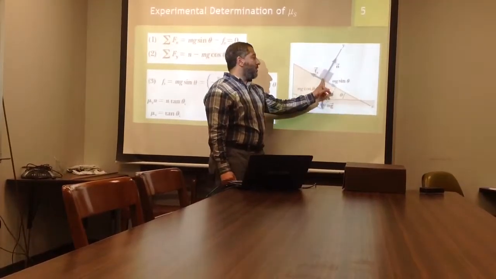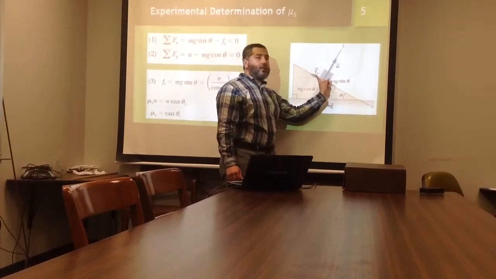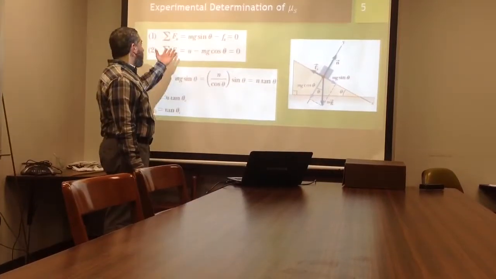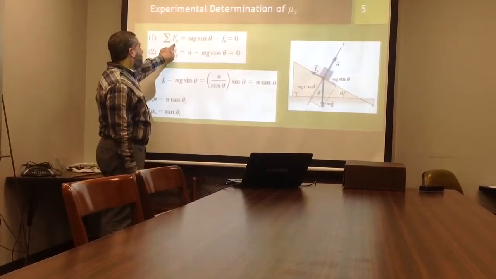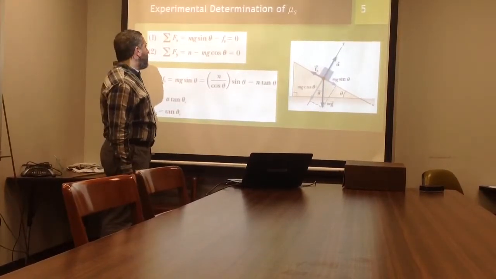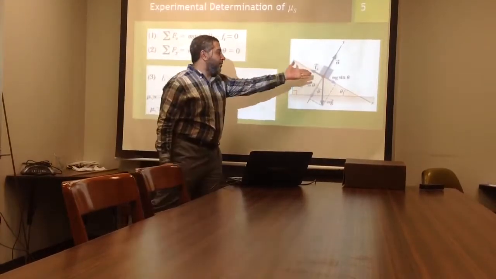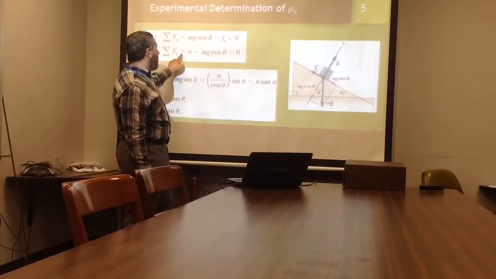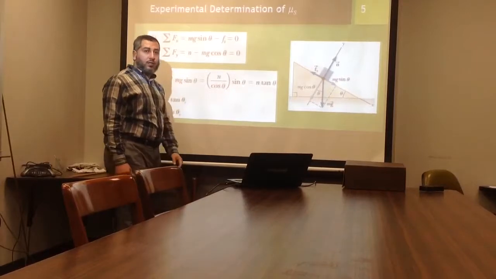Since the object tends to move along this direction, the static friction force will be in the opposite direction. Since there is no acceleration in this diagram, the sum of the forces along x and y are 0. So the sum of the Fx, as we said, we have mg sine theta minus fs equal to 0, and along y we have N minus mg cosine theta equal to 0.